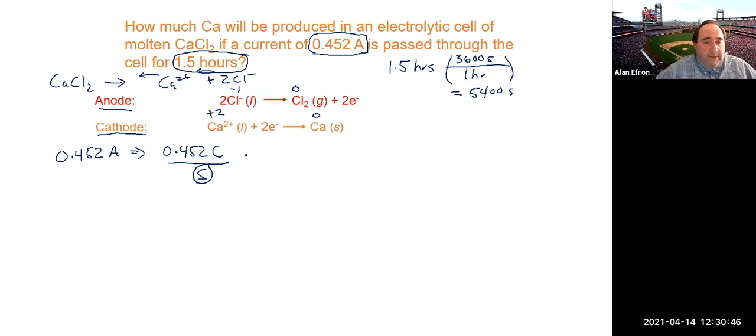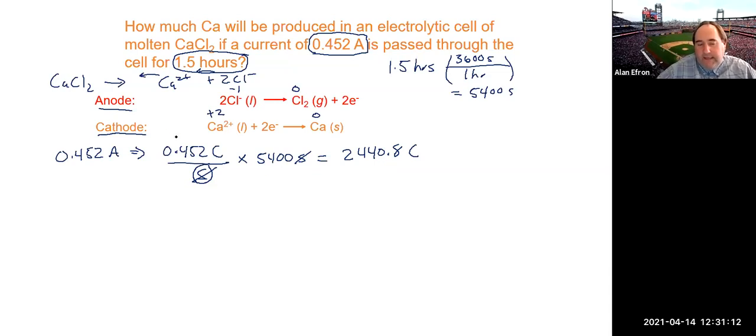So what we're going to do is multiply this by how long we ran the cell for, again in the same units. The seconds will cancel each other out, and we will end up with 2440.8 coulombs in this case. Any questions on that so far?